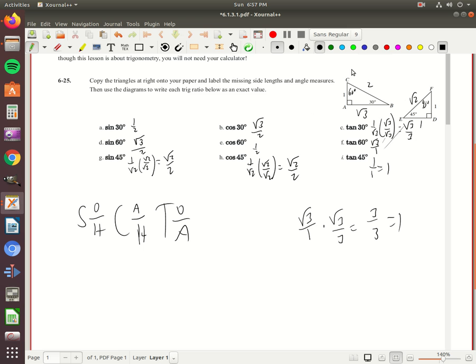So anyways, the idea is you will be asked to do this on the test. You will be given part of these special right triangles to fill in the rest, and then to fill in the sine, cosine, tangent using SOHCAHTOA. So hopefully not too big of a deal.